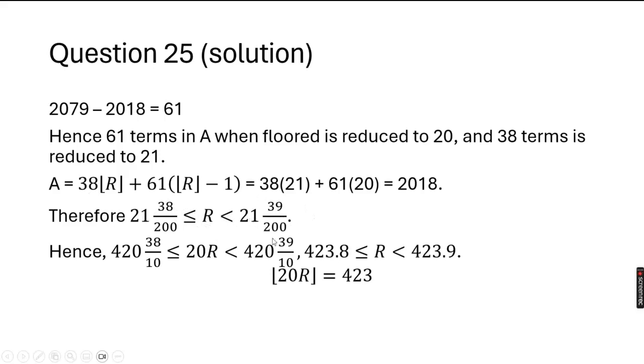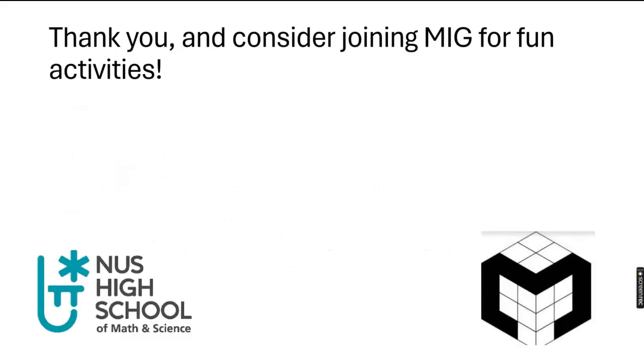And you multiply all terms of this inequality by 20, we get 420 and 38 over 10 is smaller than or equal to 20r is smaller than 420 and 39 over 10. We convert the upper and lower limits into decimal and we get 20r is between 423.8 and 423.9. So floor of 20r is 423. Also my mistake here, it's 20r here, not r. So the answer is 423.